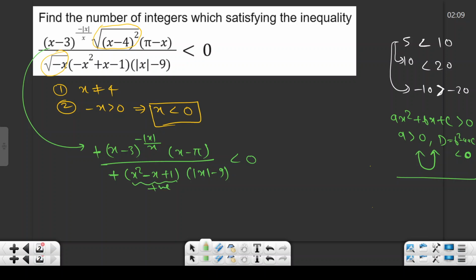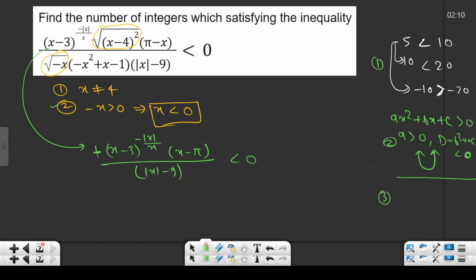So if you multiply both sides by x square minus x plus 1, then the right side will be 0 only, and on the left side this will be cancelled out, right? So we are just left with mod of x minus 9, right? See, the second condition is x should be less than 0, right? x should be less than 0.